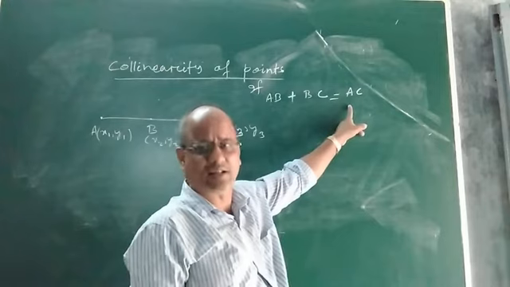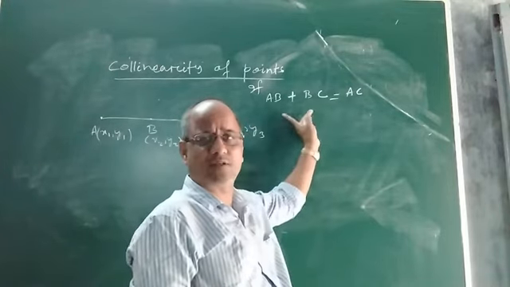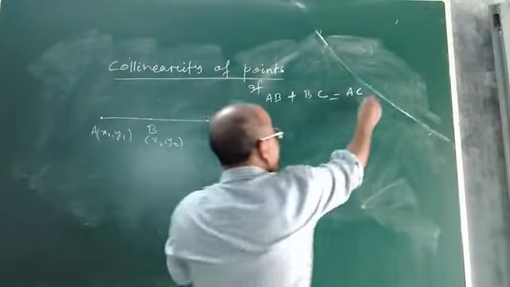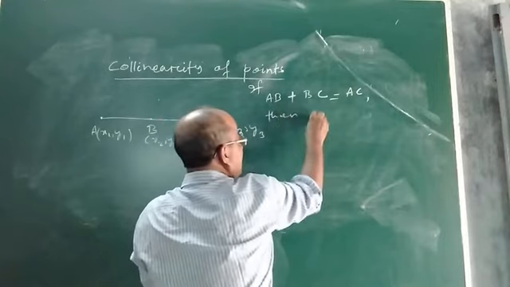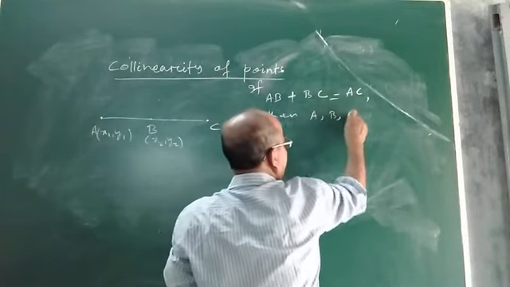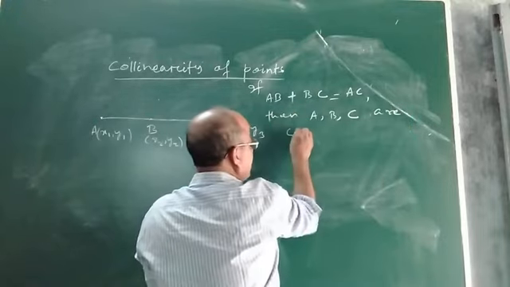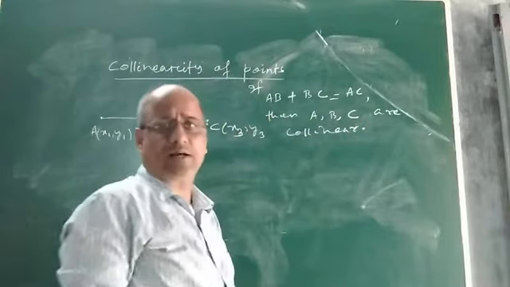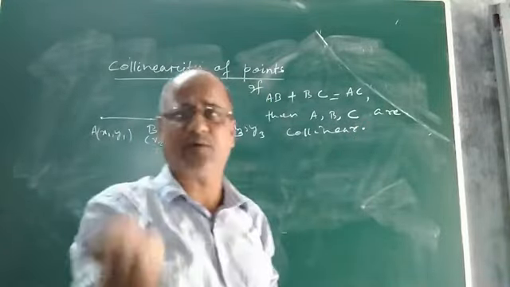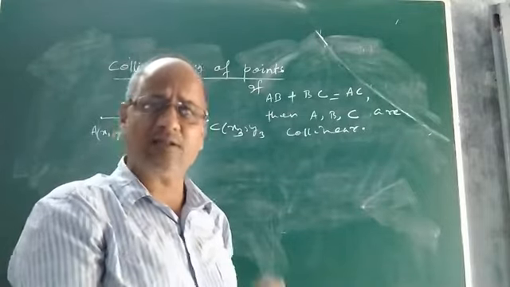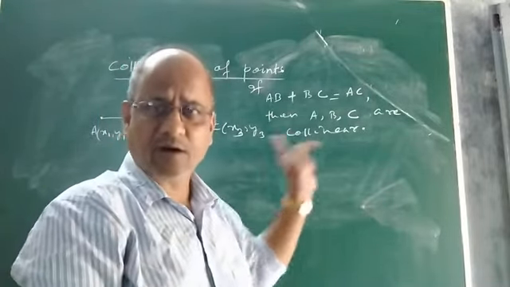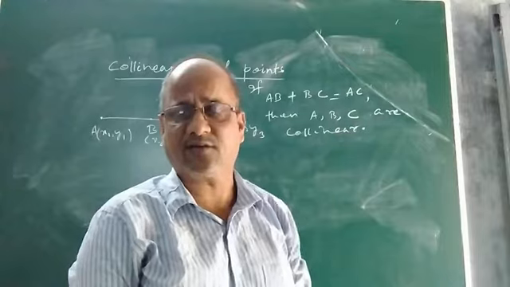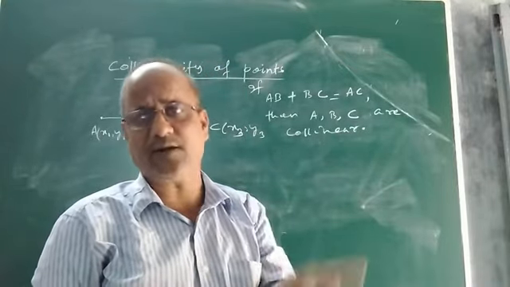So if this condition is satisfied, that means if the sum of the lengths of AB and BC is equal to the length AC, then we say that the points A, B and C are collinear points. So from this we came to know that 3 points A, B and C are said to be collinear, meaning they lie on the same line in the same plane, under the condition that AB plus BC is equal to AC. So this is one of the conditions to test the collinearity of 3 points whose coordinates are given.